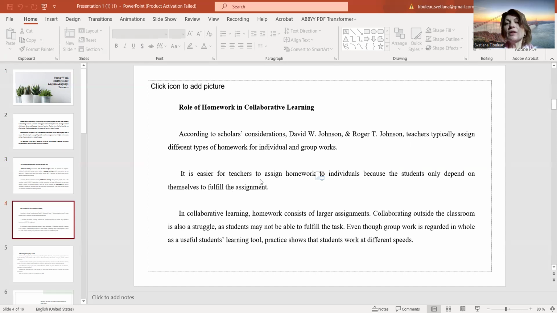The role of homework in collaborative learning. According to scholars' considerations, David Johnson's and Roger Johnson's, teachers typically assign different types of homework for individual and group works. It is easier for teachers to assign homework to individuals because the students only depend on themselves to fulfill the assignment. While in collaborative learning, homework consists of larger assignments. Collaborating outside the classroom is also a struggle, as students may not be able to fulfill the task, even though group work is regarded on the whole as a useful student learning tool. Practice shows that students work at different speeds.